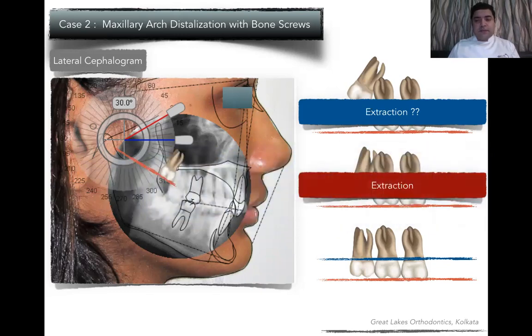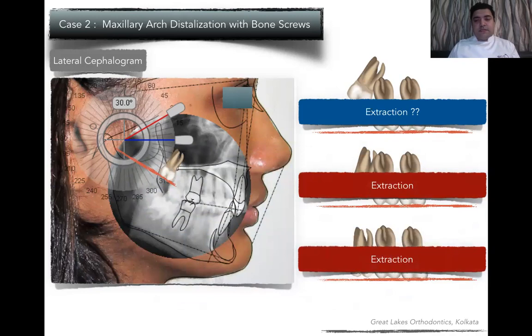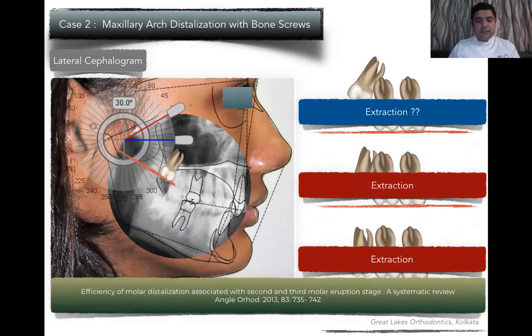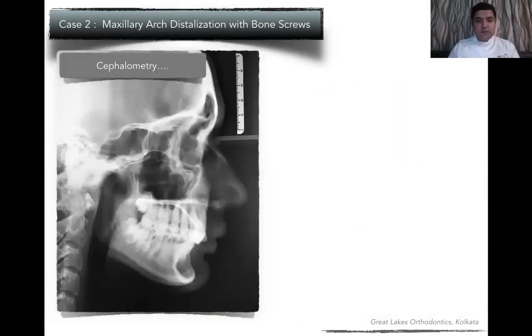The second option is where the third molar has crossed the level of the CEJ of the second molar; extraction is the only option. The third: if you want to distalize the upper arch and the third molar is in occlusion, extraction of the third molar is the only option. If you want to go through this, there is a beautiful article, a systematic review in the Angle Orthodontist, on the efficacy of molar distalization associated with second and third molar eruption state, which you can go through. Now, in this case, it is the first situation, and since the patient did not want it, we are not planning to extract the third molar.